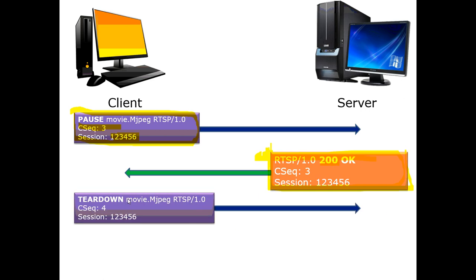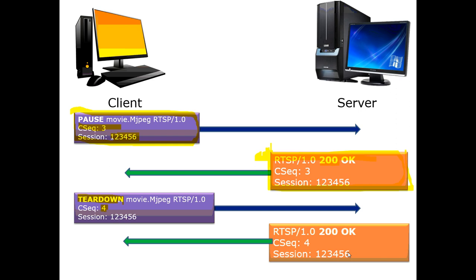And of course the client can request for tearing it down, I mean ending the communication. So this is the fourth message. Now the server also acknowledges, saying that okay, the communication will be stopped, I mean the entire movie will be stopped. So this is how the RTSP messages will be exchanged.